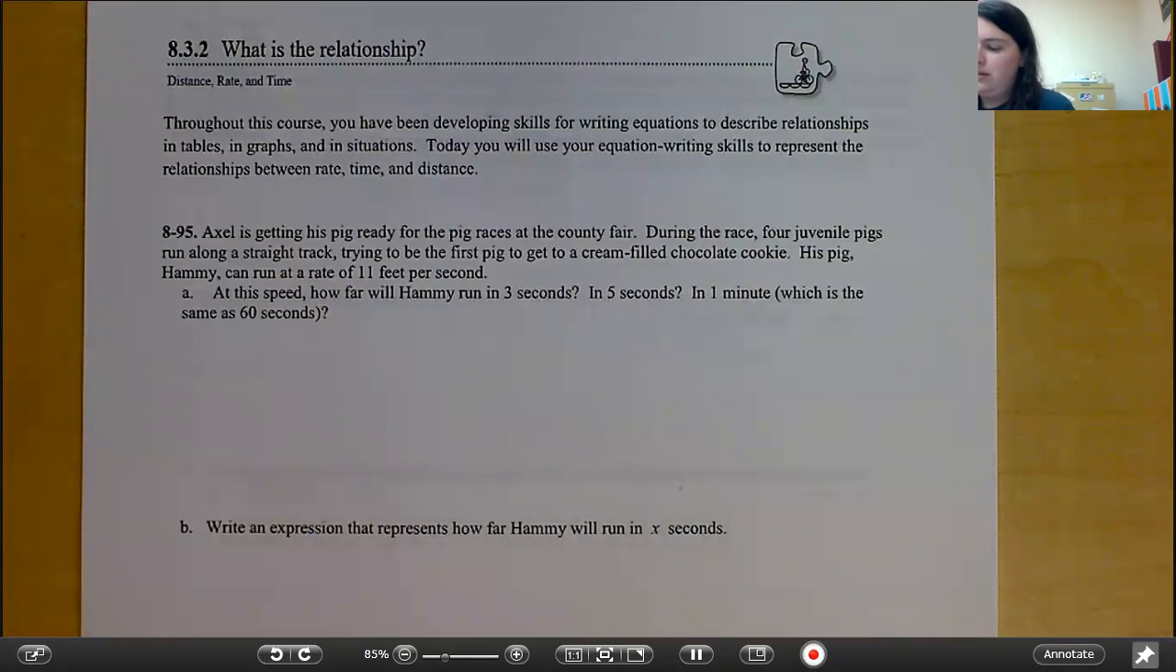Throughout this course, you have been developing skills for writing equations to represent relationships in tables, in graphs, and in situations. Today, you will use your equation writing skills to represent the relationships between rate, time, and distance.